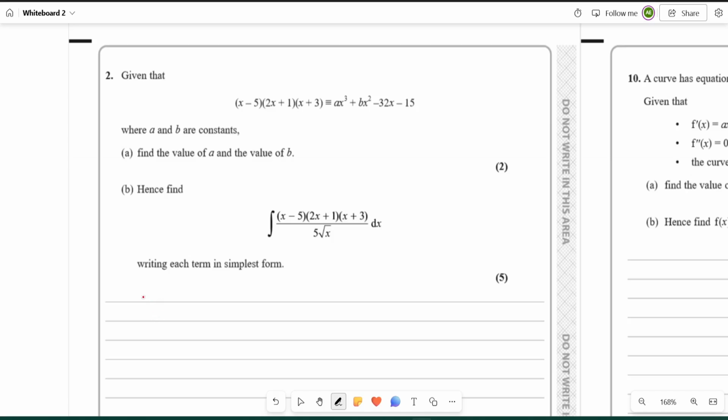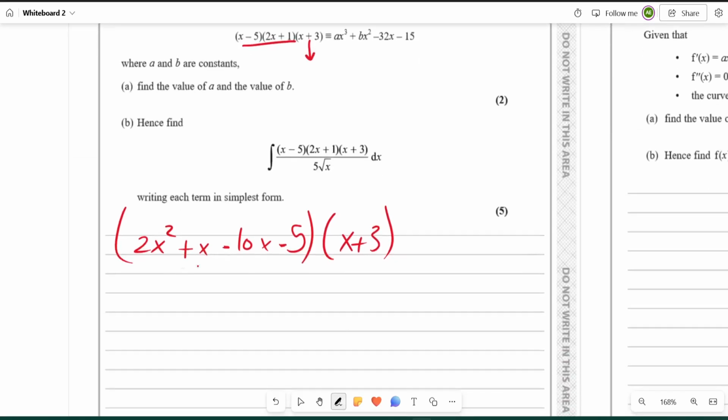This is super easy, so I'll just expand. I'll start straight away. x times 2x is going to be 2x squared. x times 1 is going to be x, so plus x. And then minus 5 times 2x is minus 10x. Minus 5 times 1 is minus 5. This is basically these two brackets expanded. I still have this one, so I'll add it over here, x plus 3.